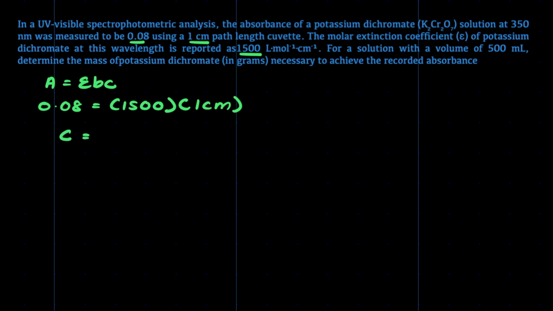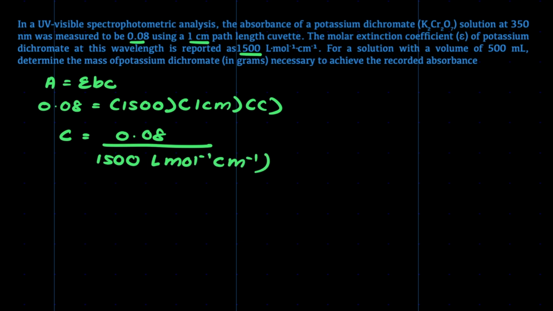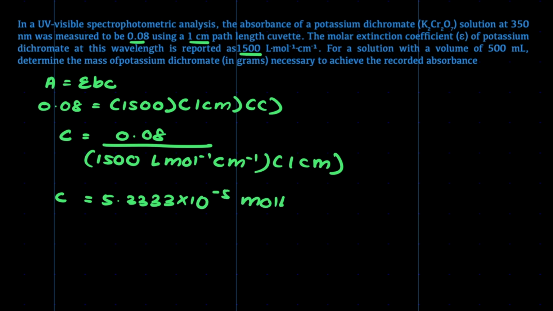So the concentration should be equivalent to 0.08 divided by 1500 with the unit of liter per mole per centimeter, times 1 centimeter. So you will get your concentration is equivalent to 5.3333 times 10 to the power of -5 mole per liter. So this is the concentration that we get from the UV-Vis.